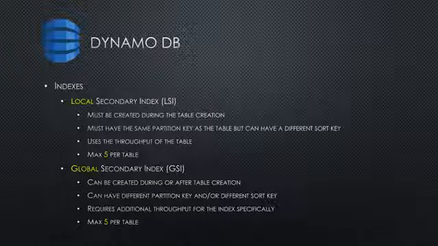It does, however, require additional throughput for the index specifically. And you can have a max of 5 per table. So remember that only 5 local secondary indexes and 5 global secondary indexes can be on any given table. When you create your Dynamo tables, make sure you're planning what you want to do. A little side note as well, there are no joins, like outer joins or any joins like you would have in a relational database. With NoSQL, each table is independent. So keep that in mind as well. Your queries are scoped to just what's in your table.